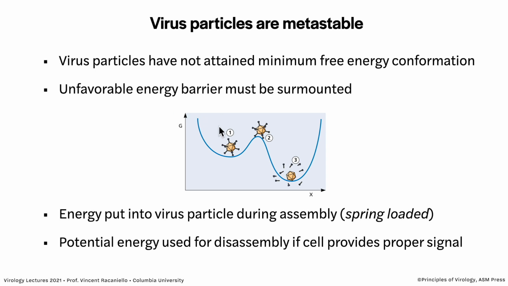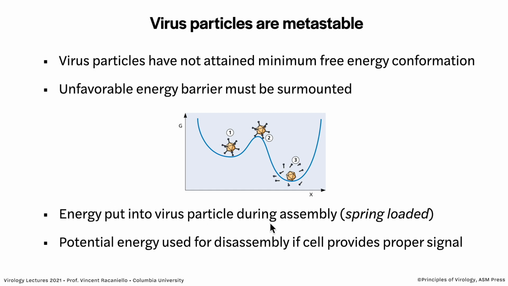So viruses exist, and here's a graph of different states of the virus particle with free energy, G, on the y-axis, all right? And so virus particles, in order to become unstable, to release the genome, they have to get down here in state 3, which is the minimum free energy conformation. And they exist in state 1, which is a higher energy. But to get to 3, they have to go over a barrier, an even higher energy state. And they do that because they're spring-loaded during assembly. They contain energy built into the bonds that make them up.